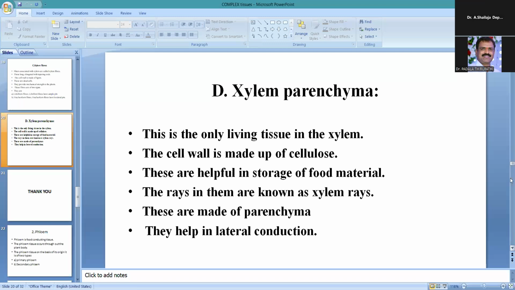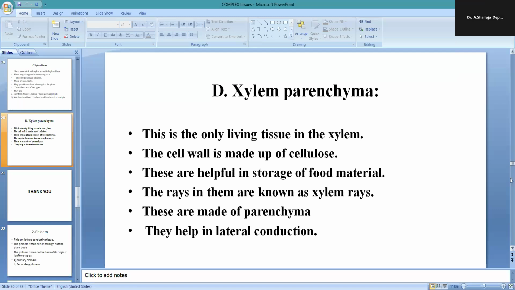Coming to the ray parenchyma, these originate from ray initials of the fusiform cambium and occur in radial transverse series. This is xylem parenchyma. It stores food reserves in the form of starch or fat. Sometimes tannins, crystals, and other substances may also be found in these cells. Ray parenchyma is concerned with the radial conduction of water.